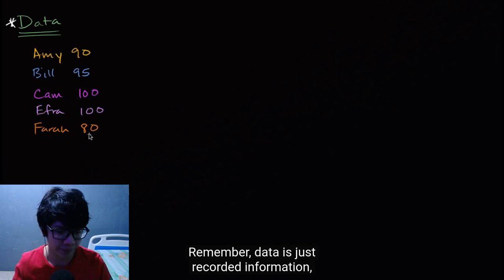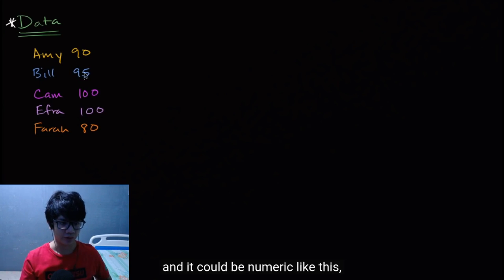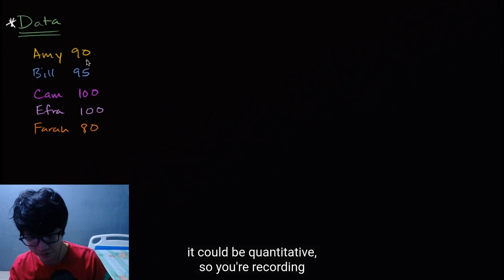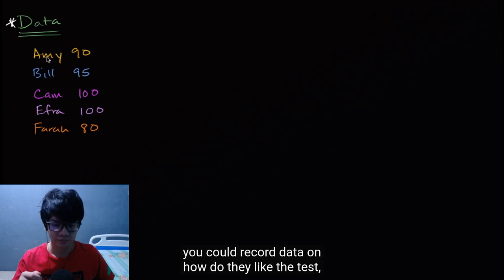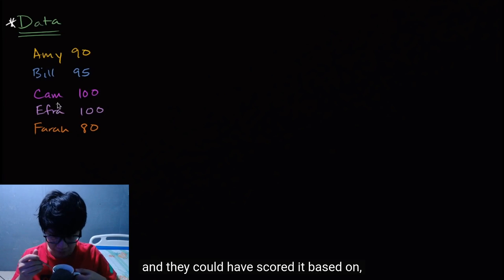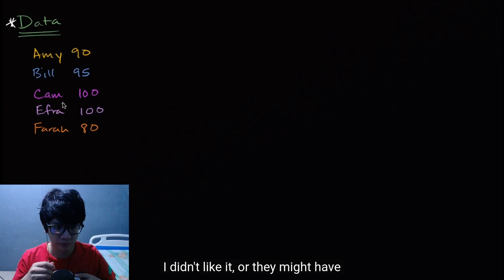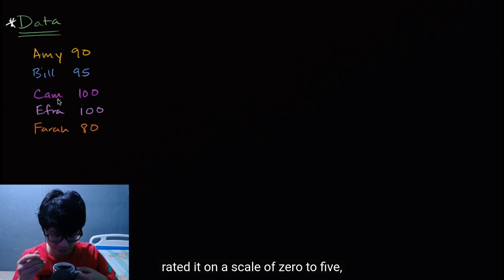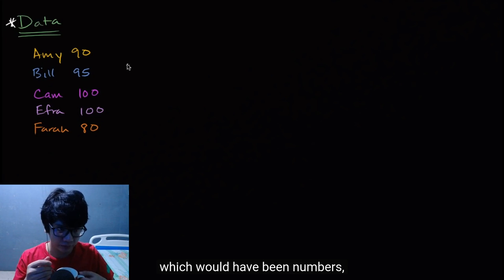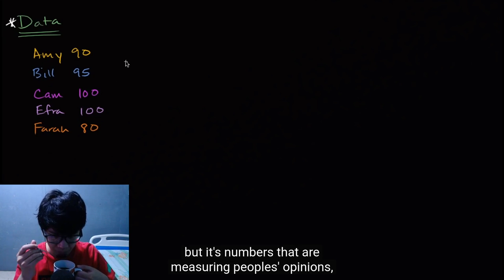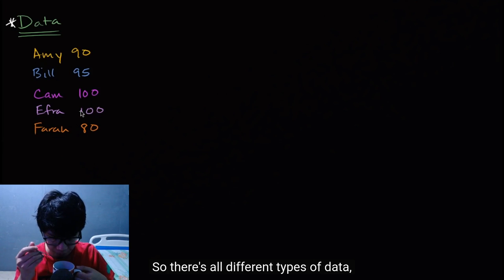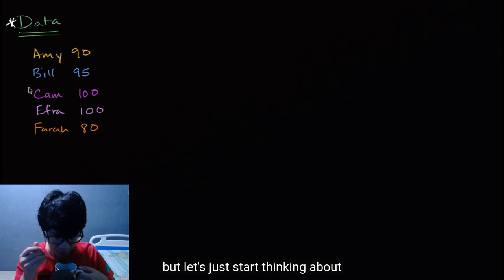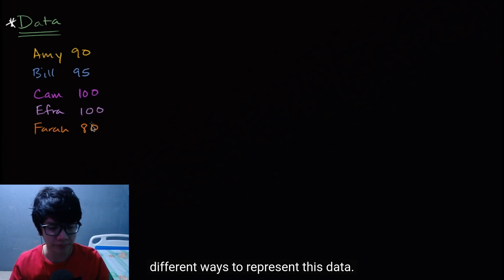Remember, data is just recorded information, and it could be numeric like this, it could be quantitative, so you're recording actual numbers, or you could record data on how they liked the test, and they could have scored it based on I really liked it, I kind of liked it, I didn't like it. Or they might have rated it on a scale of 0 to 5, which would have been numbers, but numbers that are measuring people's opinions, as opposed to here we have numbers that are measuring their actual scores. So there's all different types of data, and I don't want to get into all of that. But let's just start thinking about different ways to represent this data.